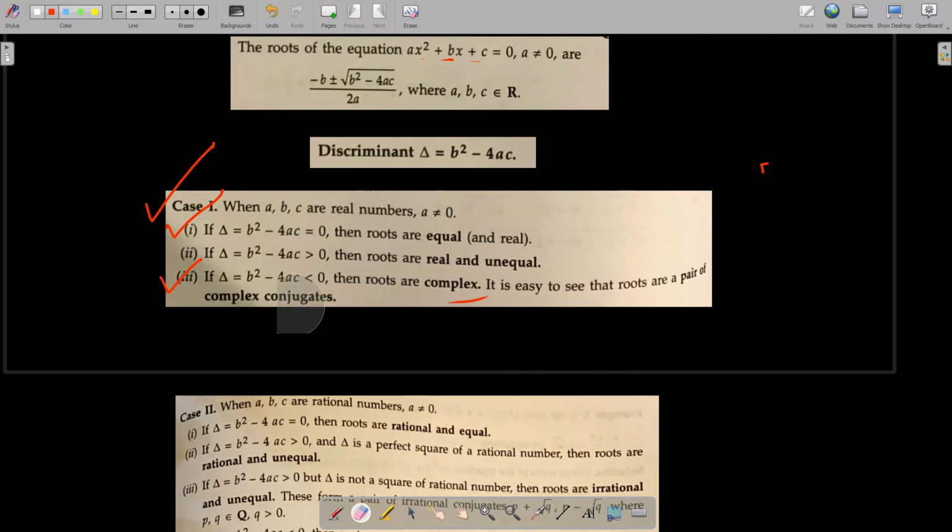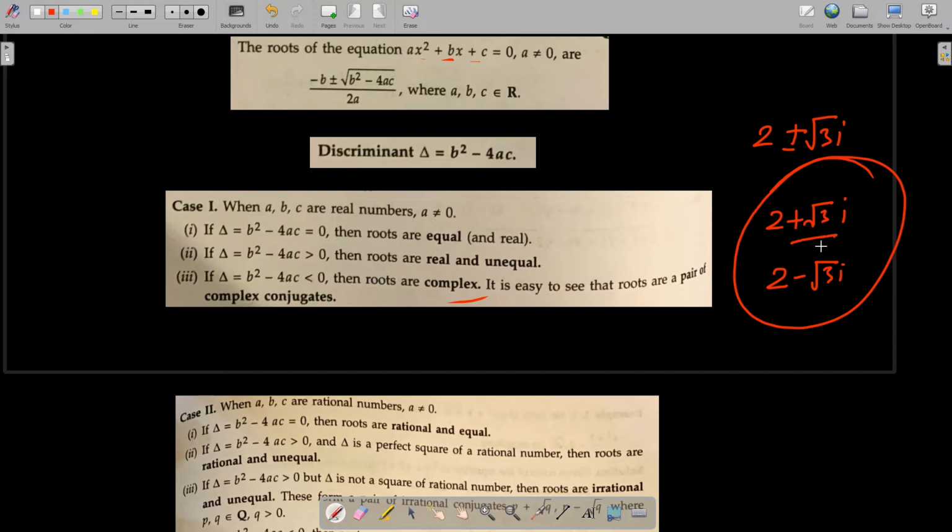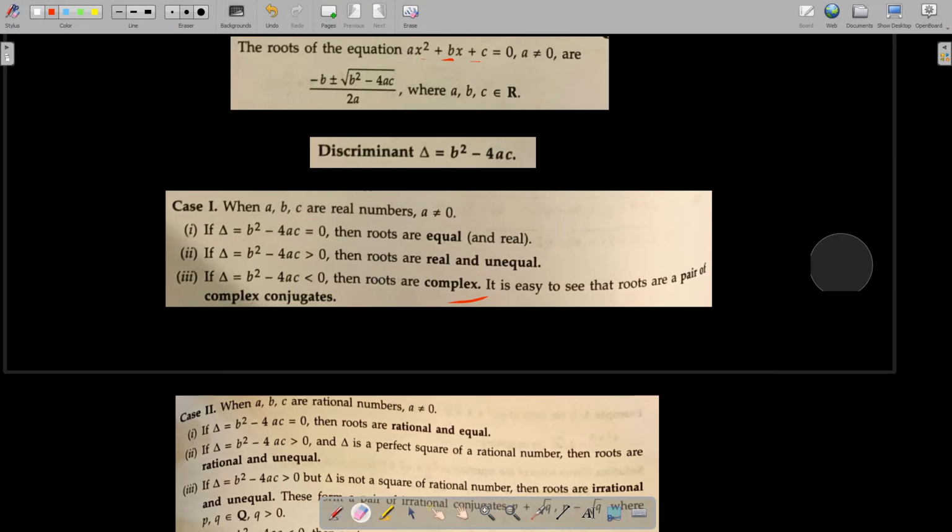So we will get roots in this notation, and those we get as a pair of complex conjugates. What does that mean? Suppose we got the roots as 2 ± √3 i. This means one of the roots will be 2 + √3 i, another will be 2 - √3 i. These two are called complex conjugates. Easy.